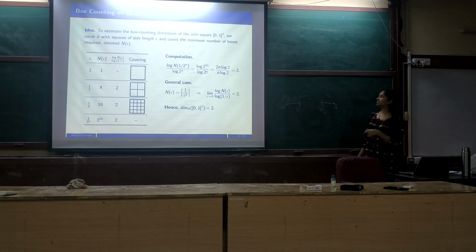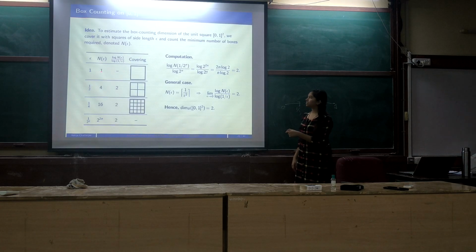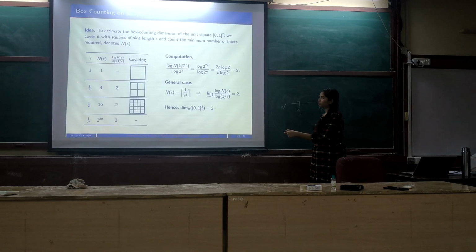First, a very easy example: this is 0 comma 1 whole square. First you have the 1 cross 1 square, and epsilon is 1. So basically this set itself is a box of length 1, right? So 1 box is enough, and n of epsilon will be 1. Next you have epsilon 1/2. Now you have boxes of size 1/2 cross 1/2, so you will need 4 such boxes to cover your original set. So your n of half will be 4.